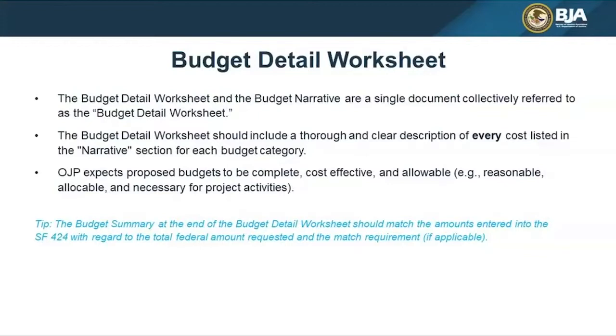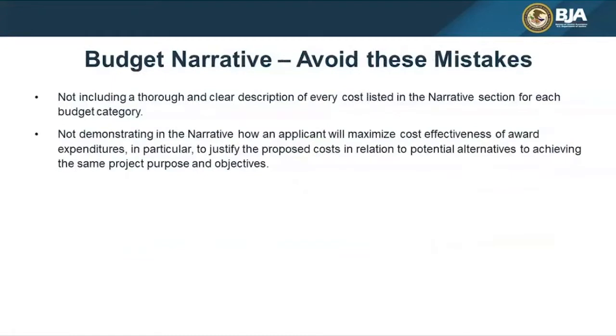We have a great tip. The budget summary at the end of the budget detail worksheet really should match the amounts that you entered in your SF-424 with regard to the total federal amount that's being requested and the match requirement, if that's applicable to your particular solicitation.